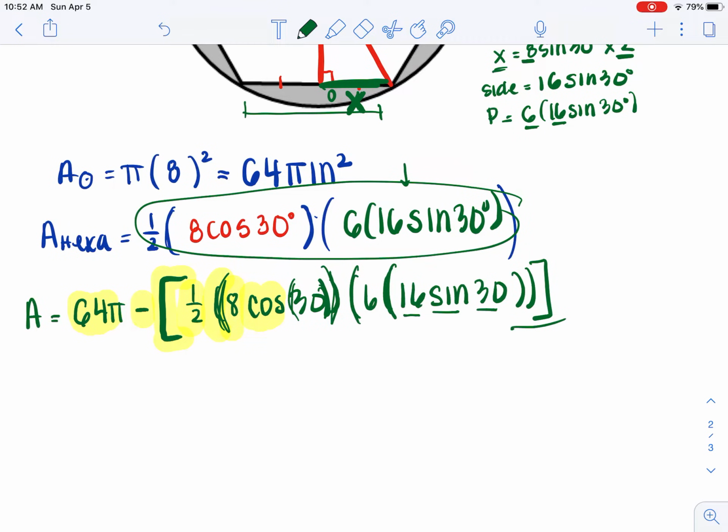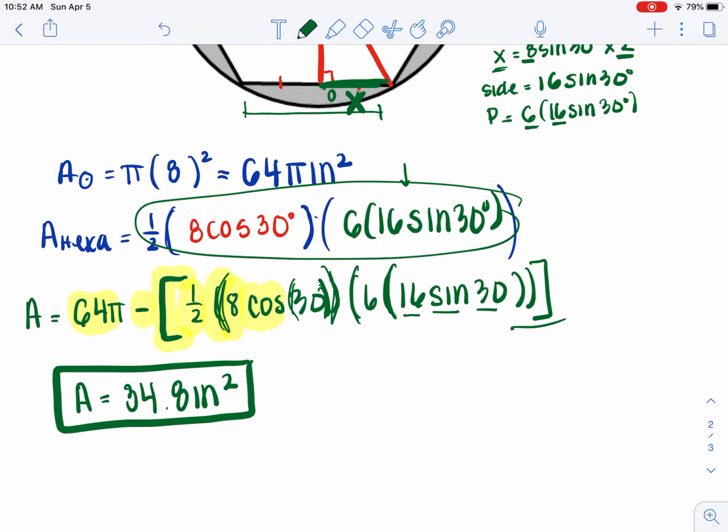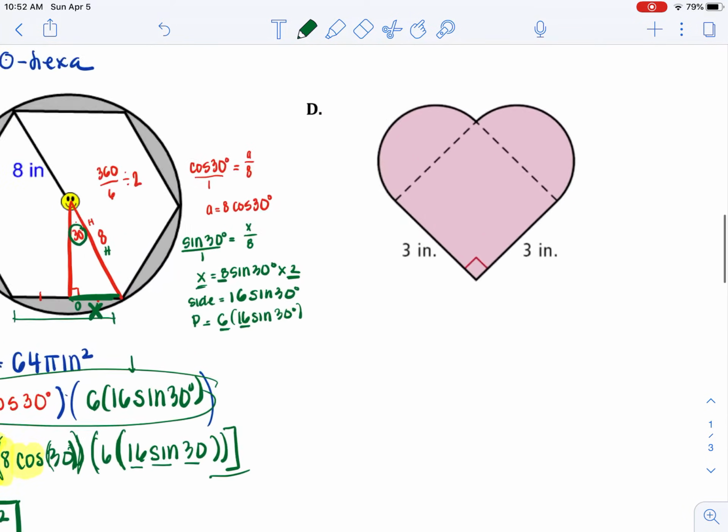All right. See if you get the right answer. If you don't, send me a message and send me a picture of what your screen looks like. And I can tell you like, oh, you forgot this, if you're not getting the right answer. The area is 34.8 inches squared. Okay?